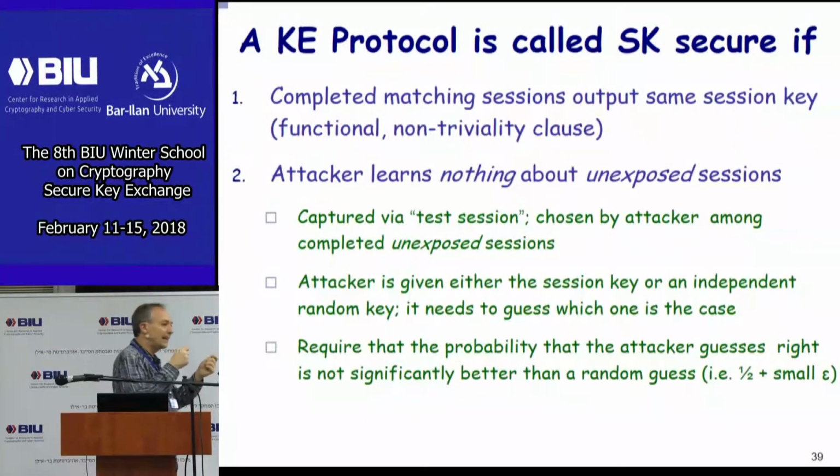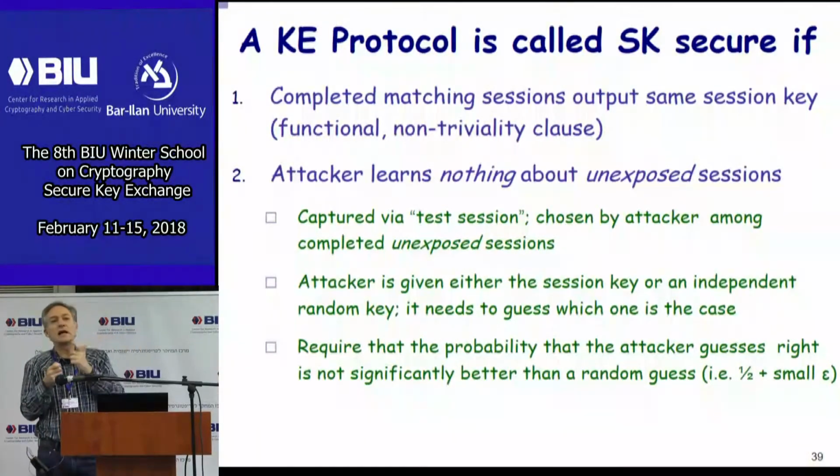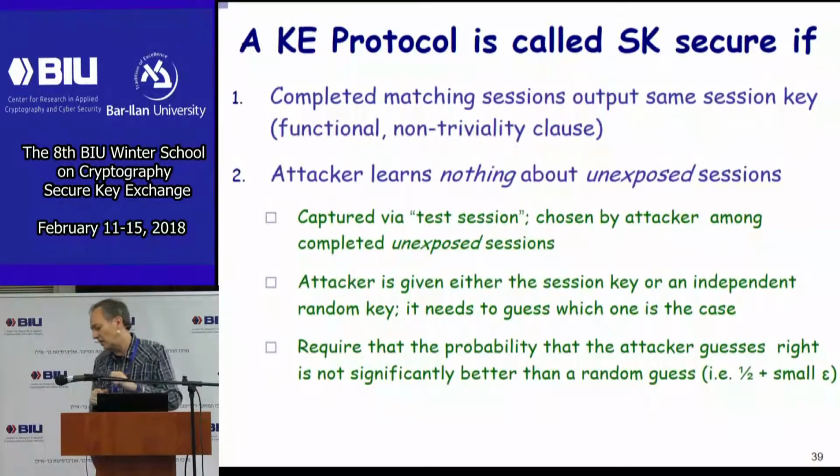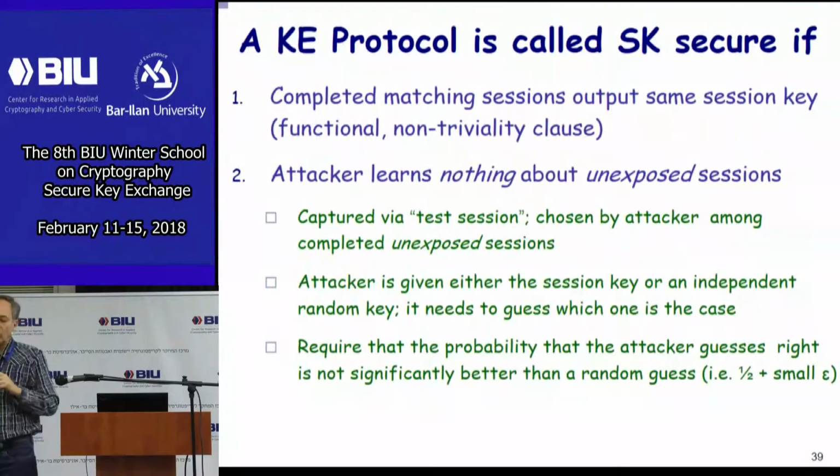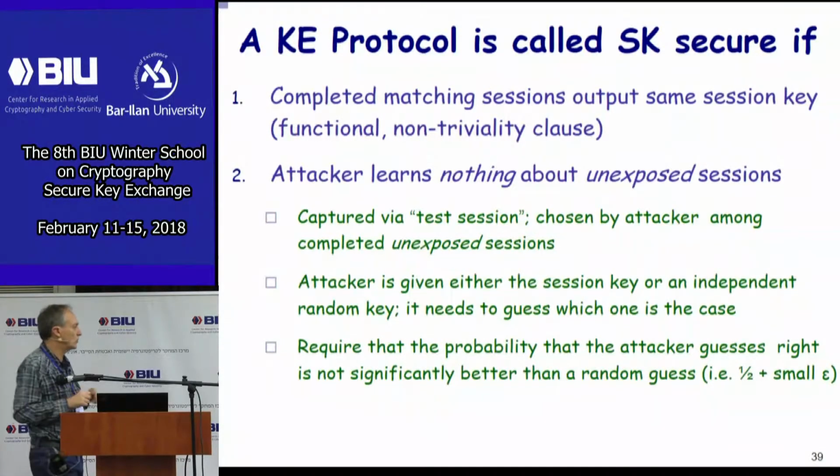If the attacker is unable to distinguish between these two cases, what it means is that the key that parties exchanged is as good as a random, independent, secret key. Okay, so that's the typical indistinguishability approach to security definitions in crypto.